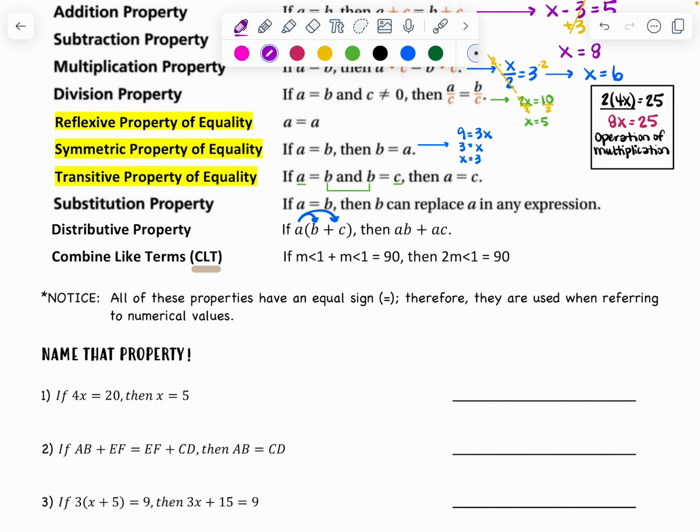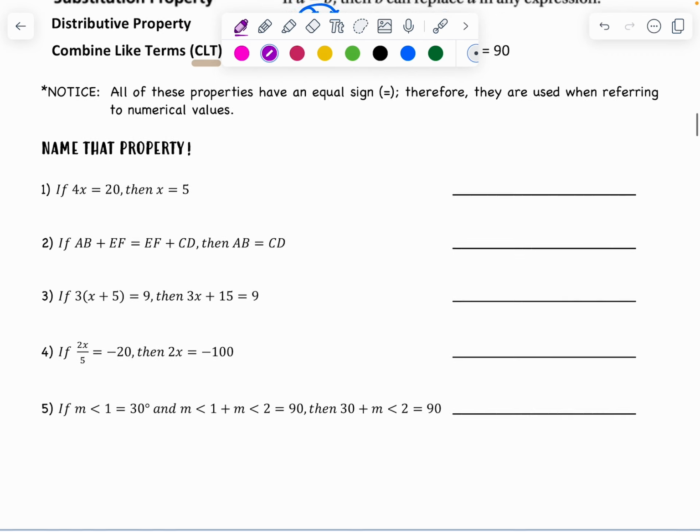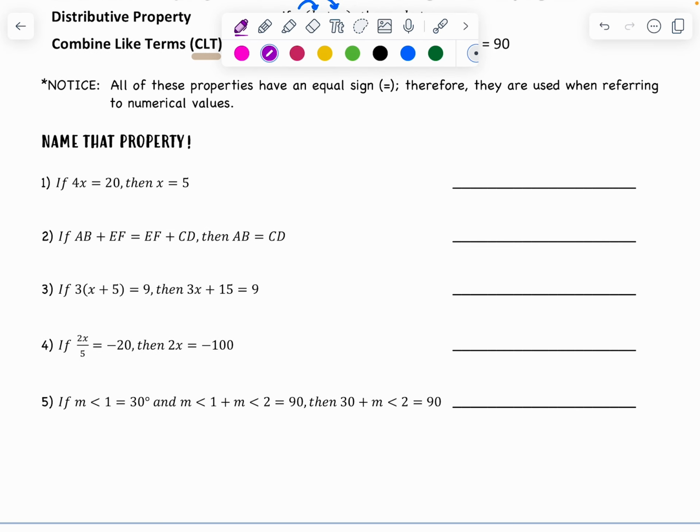All right, so now we're going to play a little game called Name That Property. Remember, look at all these. These are all written as if-thens, which is what we talked about yesterday, and these are kind of like mini proofs almost. So if I know 4x equals 20, then what allows me to conclude that x must equal 5? Well, hopefully you can see that we're just solving an algebra equation and we would be dividing by 4 on both sides. So my justification for that would be the division property.